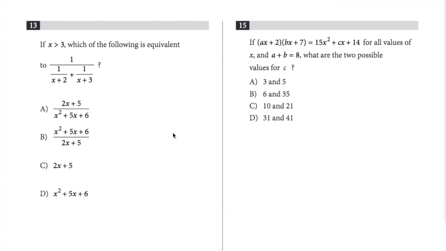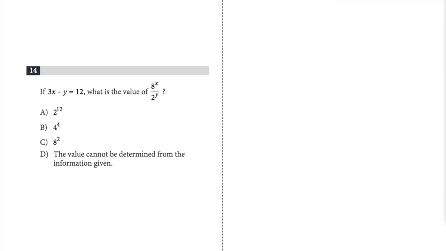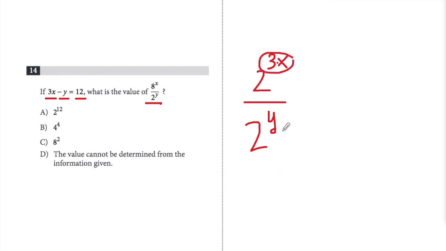Number 14 is actually pretty easy. So we have 3x minus y equals 12. What is the value of this? The best way to solve this problem is to rewrite it so it has the same base. Here we can write 2 to the power of 3x, because 2 to the power of 3 is 2 times 2 times 2, which is 8. Then we have 2 to the power of y. Based on our rules for bases, if they're the same base, you can subtract the powers. So it's equal to 2 to the power of 3x minus y.